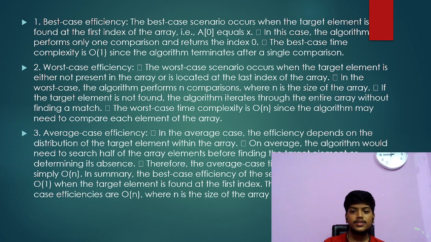So the best case efficiency of the sequential search algorithm is O of 1, when the target element is found at the first index. So this completes best, average as well as worst case.